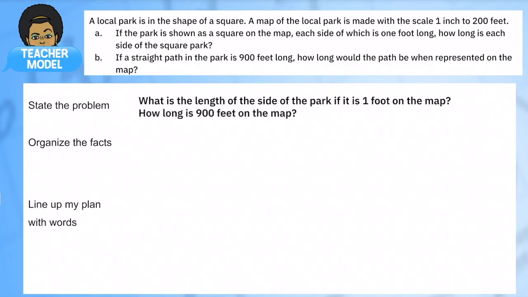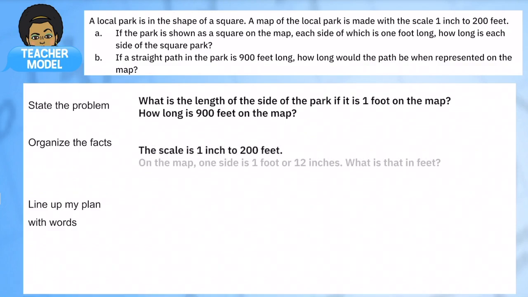How long is 900 feet on the map? So there's two parts here, a part A and a part B. And we know the scale, 1 inch is 200 feet. And we know on the map, one side is 1 foot or 12 inches. So what is that in feet? And we know that the path is actually 900 feet.